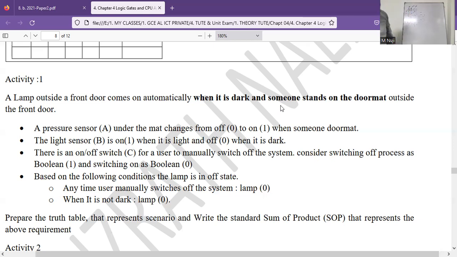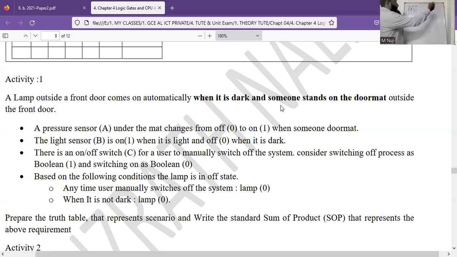Okay, let's see. Let's look at this one. A pressure sensor under the mat changes from off to on. So now someone stands on the doormat. That status will change from off to on, which means someone is outside.